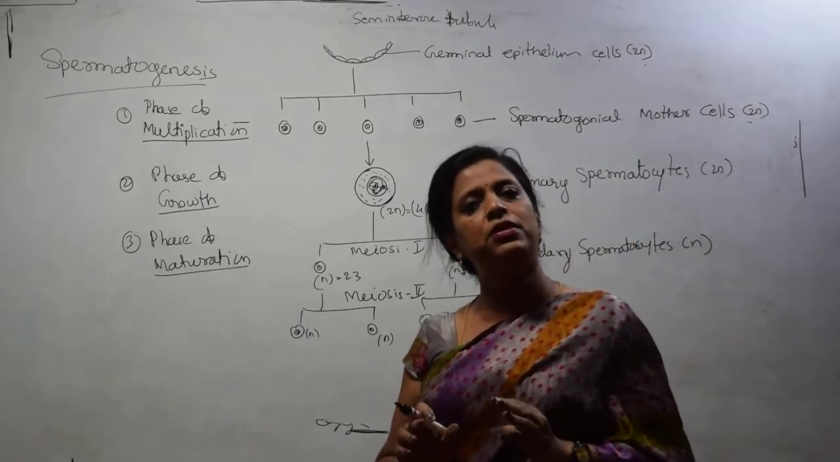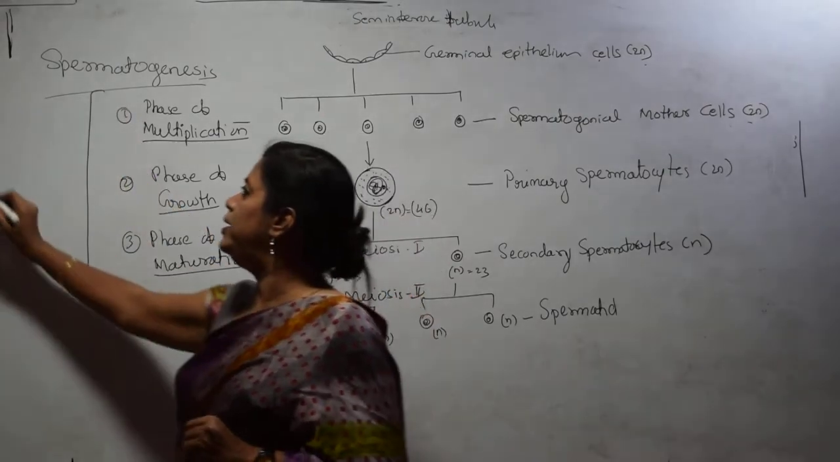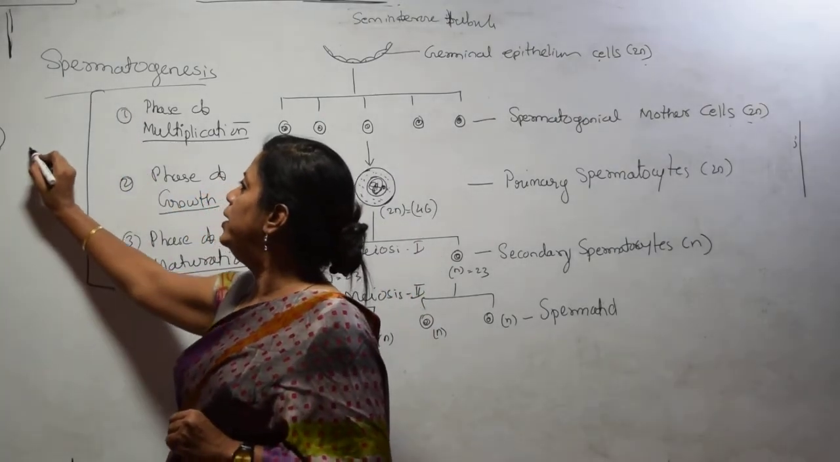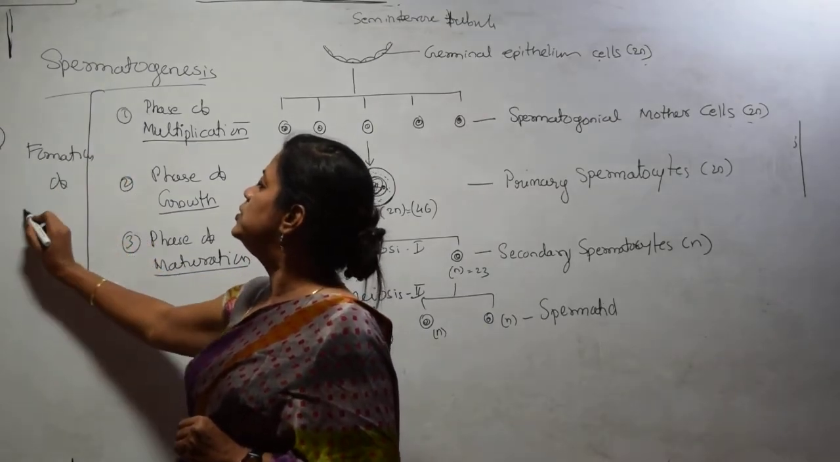This is the first stage in spermatogenesis. So, from here till here, I write as phase number 1. It is the formation of spermatids.